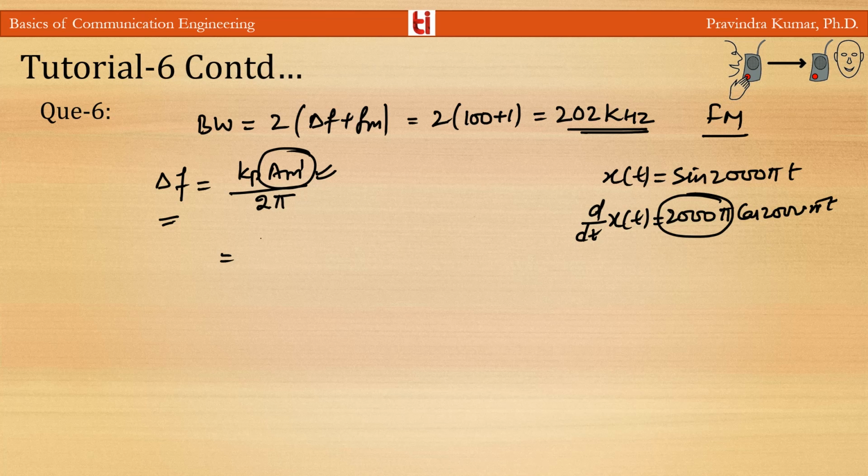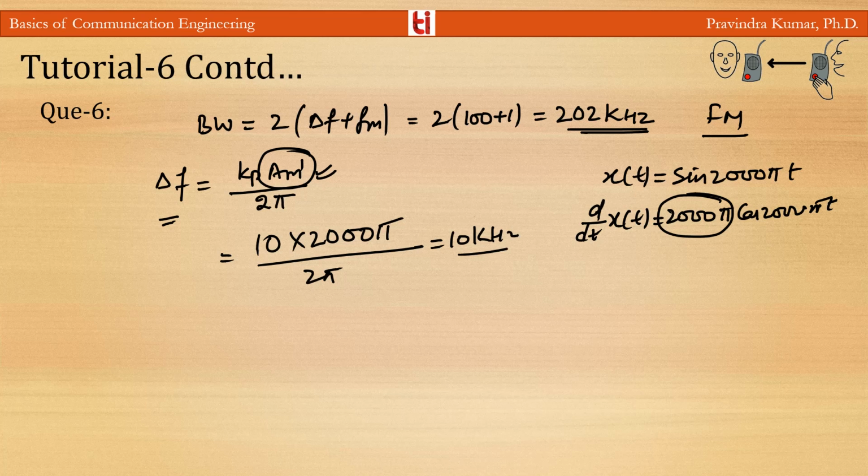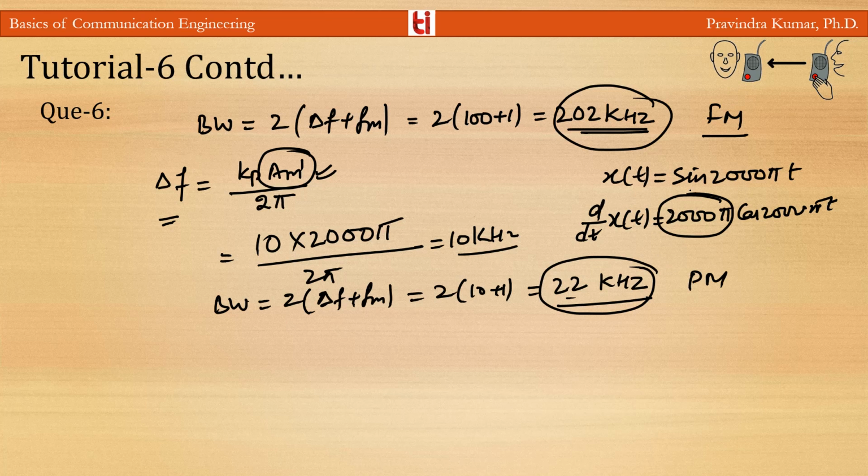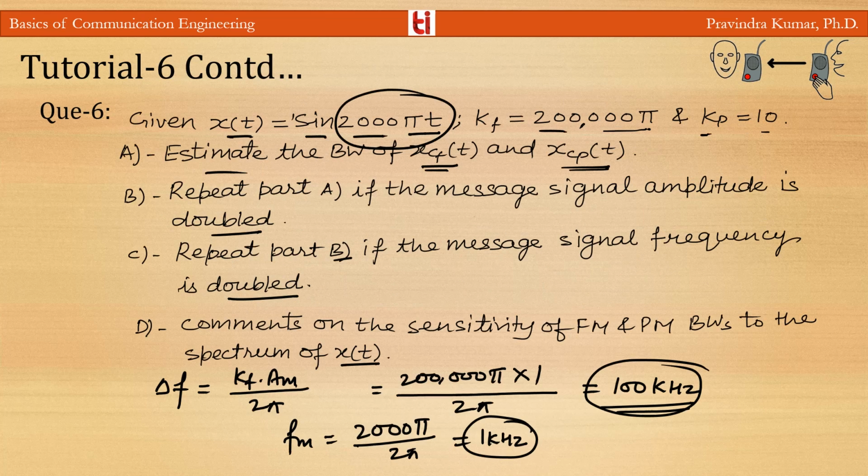So from here the frequency deviation is am dash kp by 2 pi, which is 10 into 2000 pi by 2 pi, so it is 10 kilohertz. The bandwidth you can calculate now: it is 2 (del f plus fm), which is 2 times (10 plus 1), 22 kilohertz. So in case of PM, the bandwidth requirement is 22 kilohertz, and in case of FM, the bandwidth requirement is 202 kilohertz.